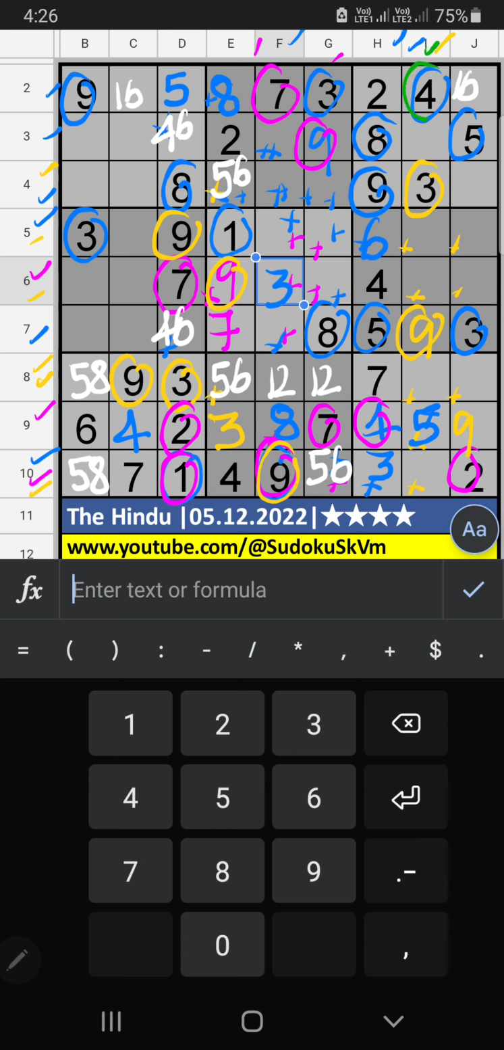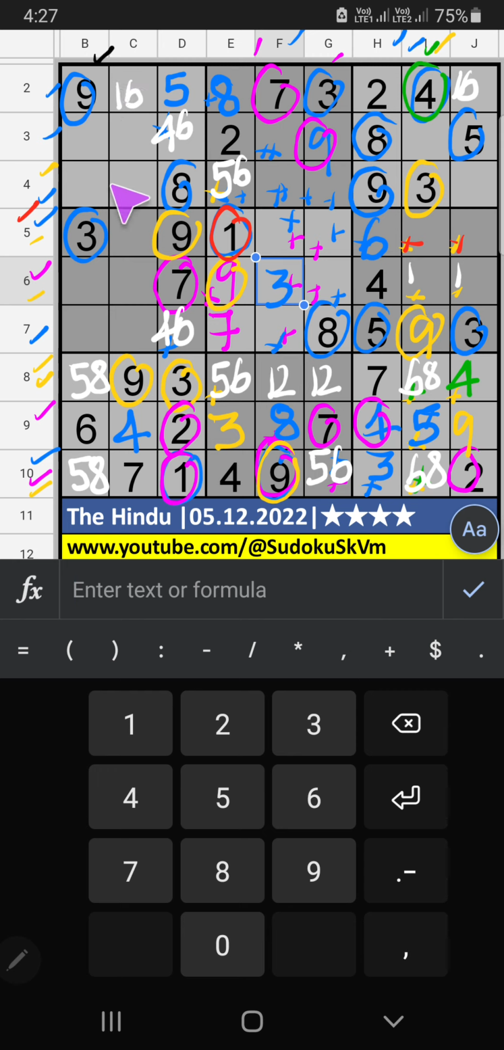Column I, we have 4. So 4 can't come in these cells. Then 4 is confirmed here. The 9th grid, 2 numbers are remaining, 6 and 8. It will come in another 2 cells. We will confirm later. 5th row, we have 1. So 1 can't come in these cells. 1 will come in another cells. We will confirm later.